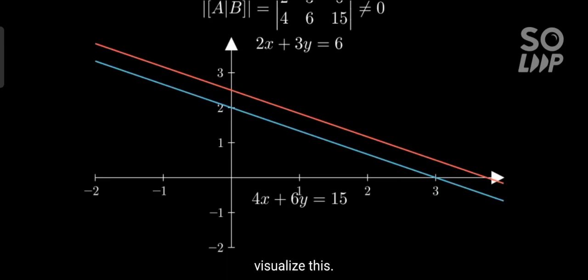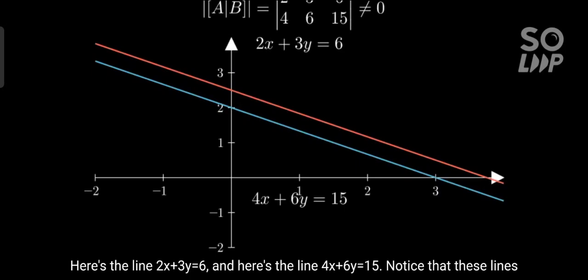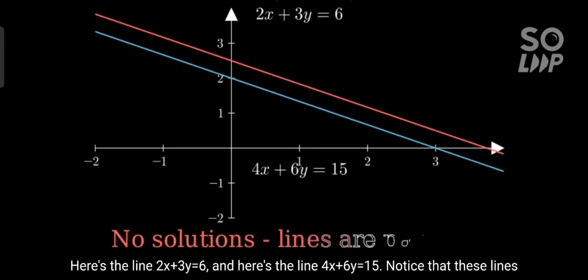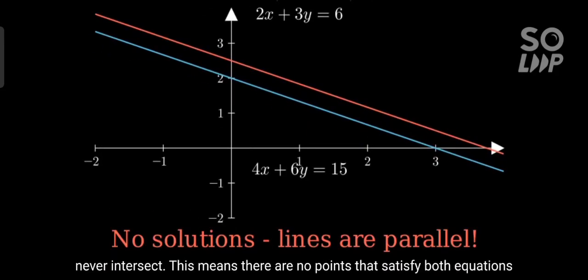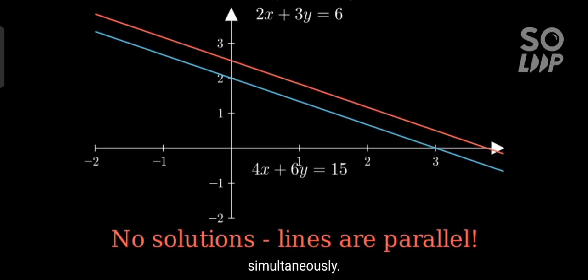Let's visualize this. Here's the line 2x plus 3y equals 6. And here's the line 4x plus 6y equals 15. Notice that these lines are parallel. They never intersect. This means there are no points that satisfy both equations simultaneously.